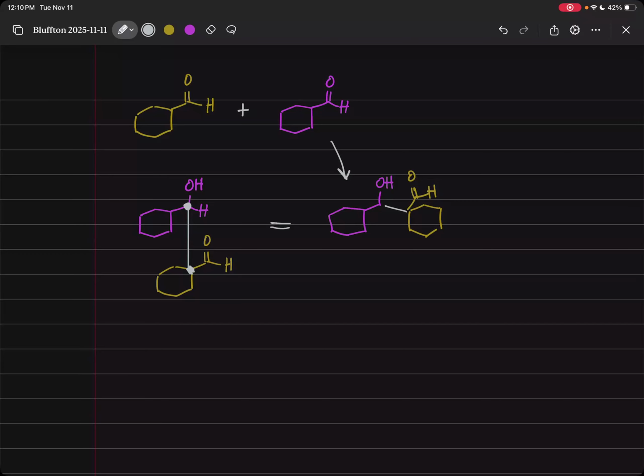Okay, questions on aldol reactions? The products just look weird. I struggled with it, so don't feel bad. I know that doesn't help.